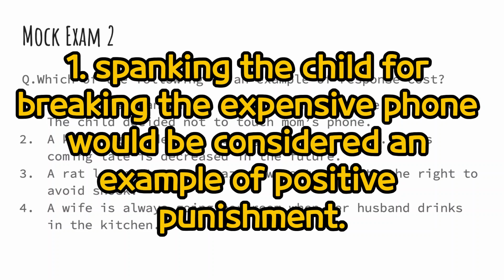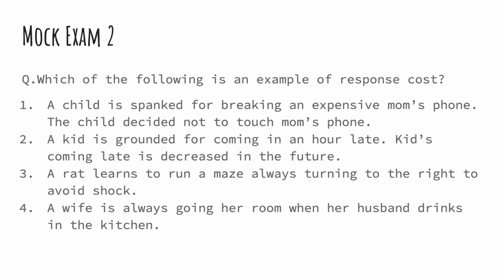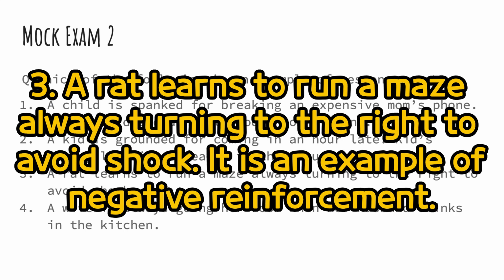1. Spanking the child for breaking the expensive phone would be considered an example of positive punishment. Positive punishment involves the presentation of a stimulus, in this case the spanking, immediately following a behavior, breaking the phone, which decreases the likelihood of that behavior occurring again in the future. In this scenario, the spanking is intended to decrease the child's tendency to touch or mishandle valuable items in the future.